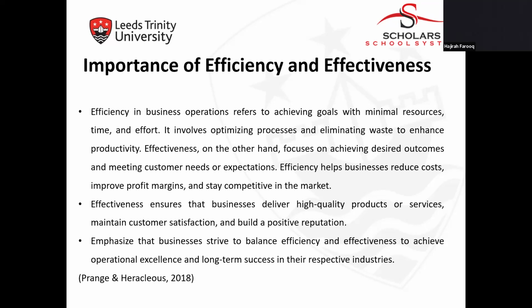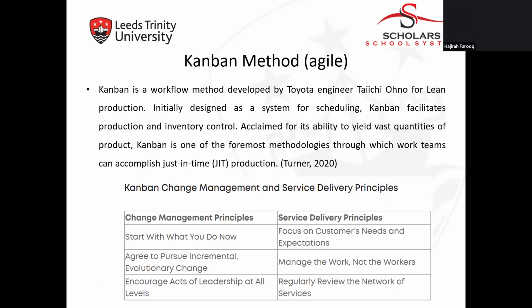Businesses strive to balance efficiency and effectiveness to achieve operational excellence and long term success in their respective industries. Then we discussed the Kanban method of agility. Kanban is basically a workflow method developed by Toyota engineer Taiichi Ohno for lean production. Initially designed as a system for scheduling, Kanban facilitates production and inventory control, acclaimed for its ability to yield vast quantities of product. Kanban is one of the foremost methodologies through which work teams can accomplish just-in-time production, according to Turner 2020. So then we had a little further discussion about the Kanban method of agility.